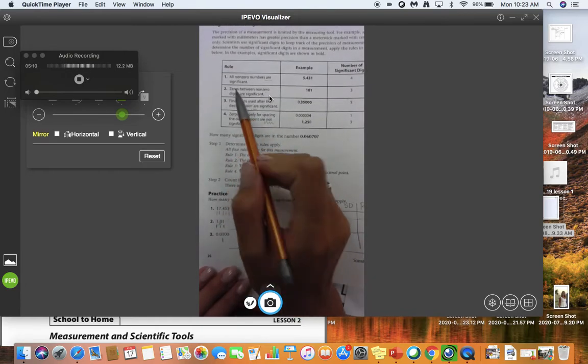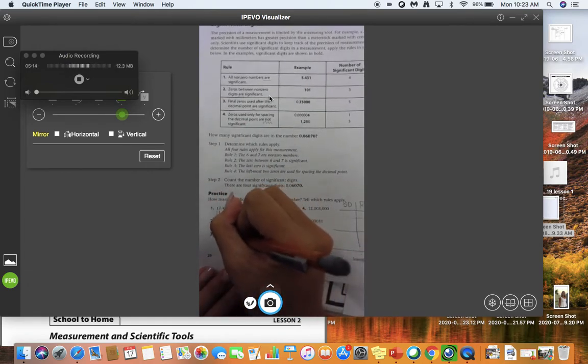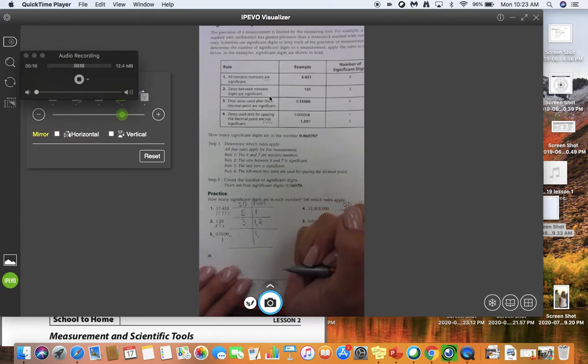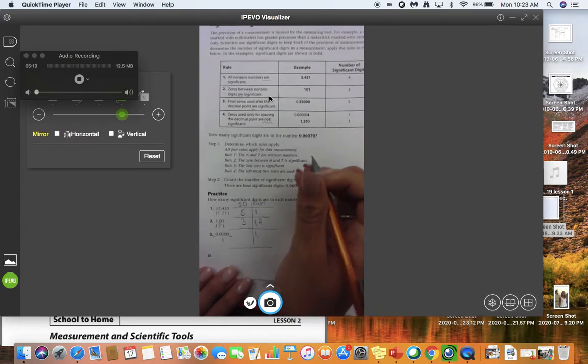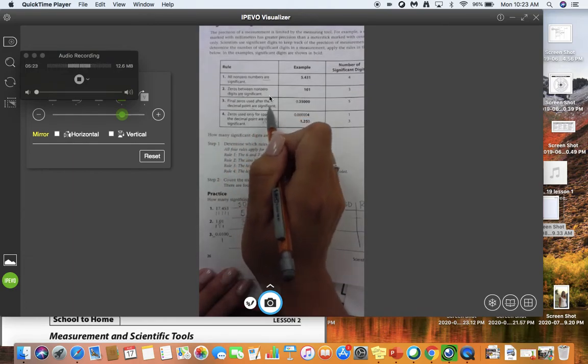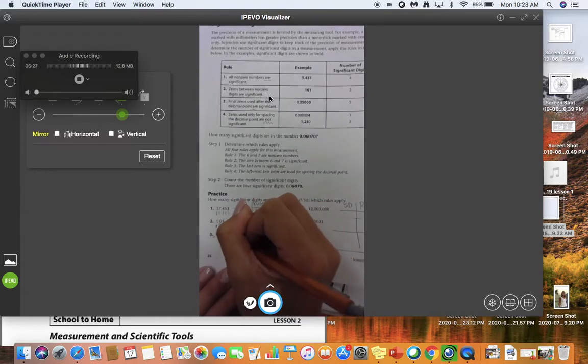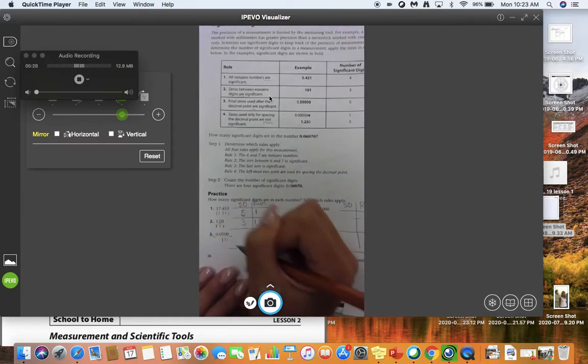All right, so the first rule, all non-zero digits are significant. I know I use rule 1. Number 2, zeros between non-zero digits are significant. Well, I have no other digit on this side nor this side that's a non-zero, so I'm not going to use rule 2. Number 3, final zeros used after the decimal point are significant.